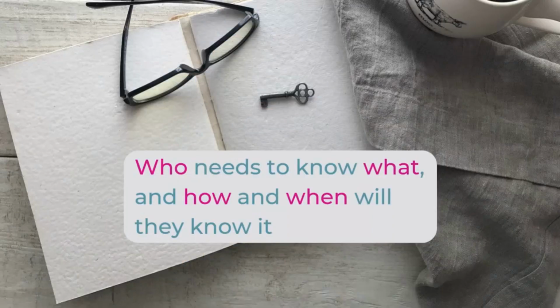And so I often use a who, what, how, and when approach, which is the same approach I use to plan project communication. So who needs to know what about our project, and how and when will they need to know it? And so this approach really allows us to consider all of the ways that we will communicate within and about our project, including how we will gather stakeholder feedback.